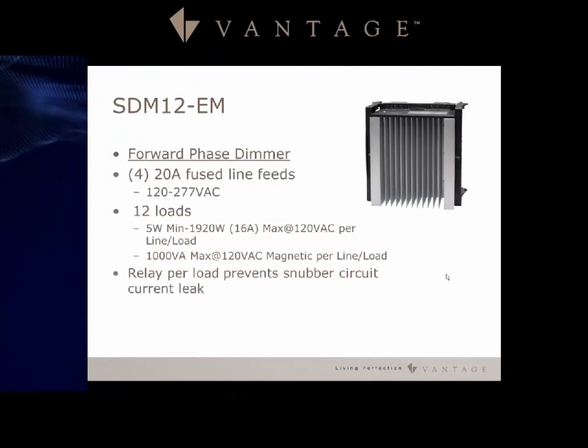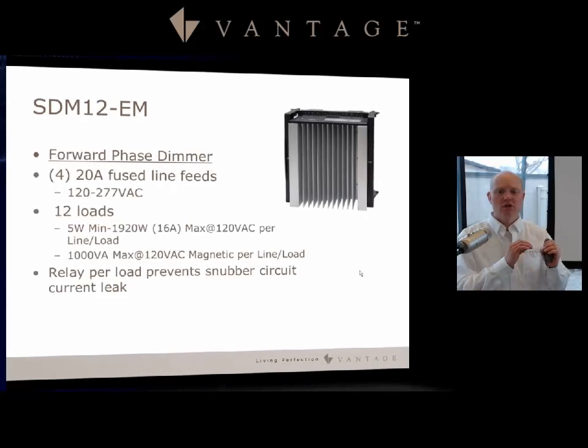And an additional piece that we put in with this new SDM12 is that it has a relay per load, which prevents the snubber circuit current leak. This is in addition to the minimum of 5 watts. So what this gives you is that if you've even got a really low load that's on, let's say, load 1, and you have load 2 that is on, because of that snubber circuit, now you won't have any current leak, which would cause a low LED to still stay on, because the system wouldn't see that.